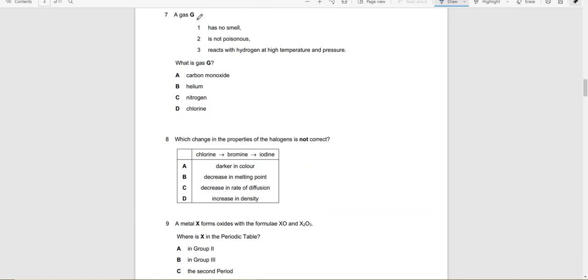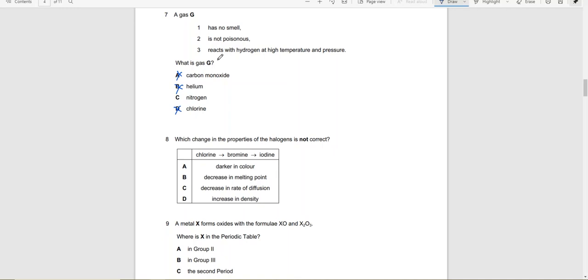Okay, moving on to question number 7. A gas G has no smell, is not poisonous, reacts with hydrogen at high temperature and pressure. Carbon monoxide is poisonous, so it cannot be carbon monoxide. Helium does not react. It's a noble gas. You are left with nitrogen and chlorine. Chlorine has a bleach-like smell, so it cannot be the answer.